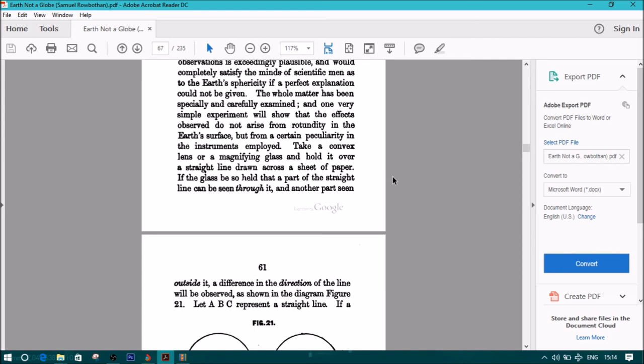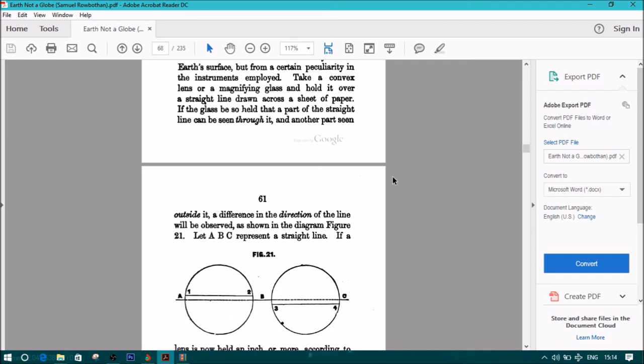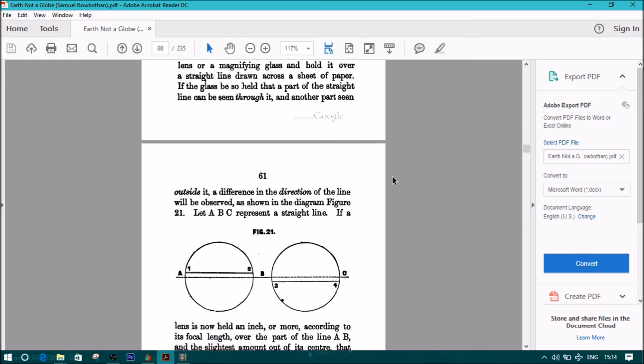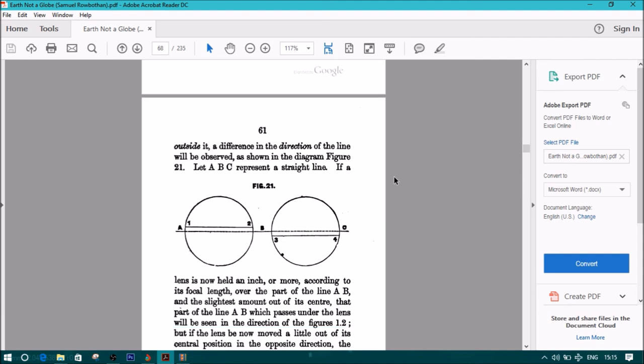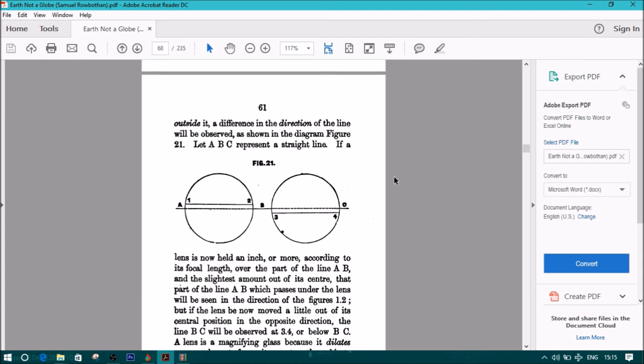The whole matter has been specially and carefully examined, and one very simple experiment will show that the effects observed do not arise from rotundity in the Earth's surface, but from a certain peculiarity in the instruments employed. Take a convex lens or a magnifying glass and hold it over a straight line drawn across a sheet of paper. If the glass be held so that a part of the straight line can be seen through it, and another part seen outside it, the difference in the direction of the line will be observed, as shown in the diagram, figure 25. Let ABC represent the straight line.